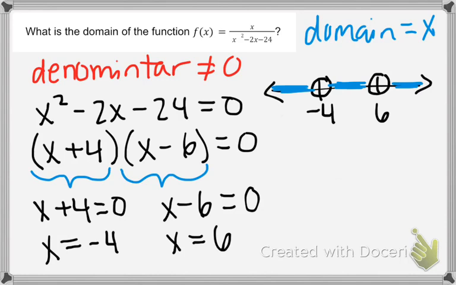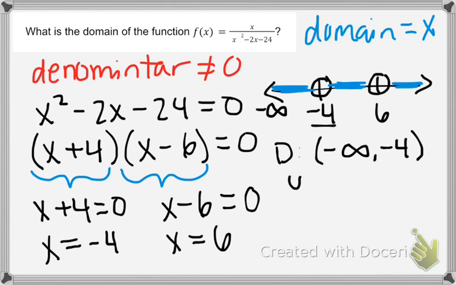So here we can see that it's going to start at negative infinity because this arrow keeps going. So our domain starts at negative infinity, which we never include because infinity isn't a real number. And then it's going to end at negative 4. We're not going to include negative 4. Then we're going to have a union, and we're going to write this middle section.